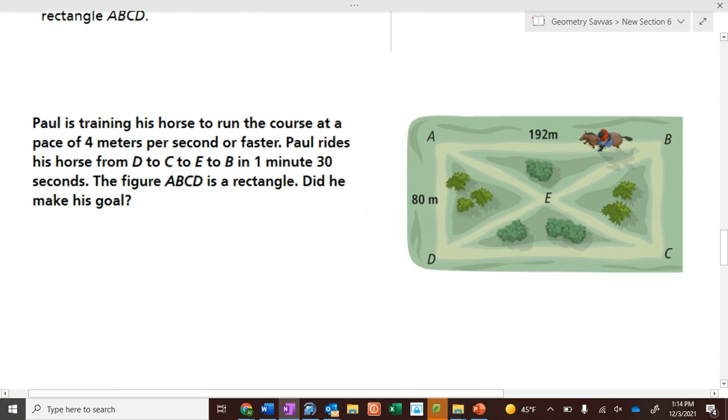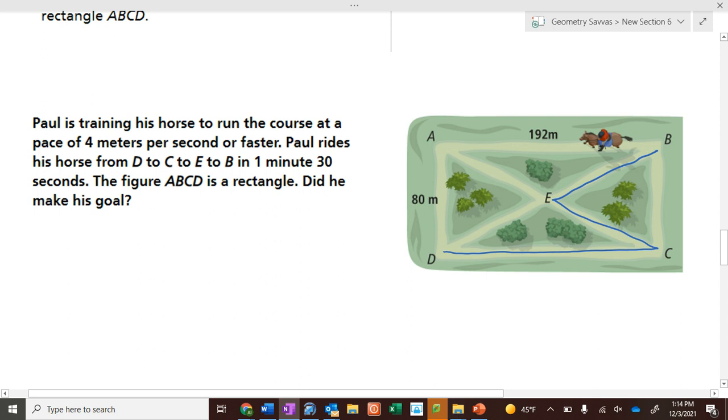Paul is training his horse to run the course at a pace of 4 meters per second or faster. Paul rides his horse from D to C to E to B. If he rides it in a minute and 30 seconds, did he go fast enough to be 4 meters per second or faster?